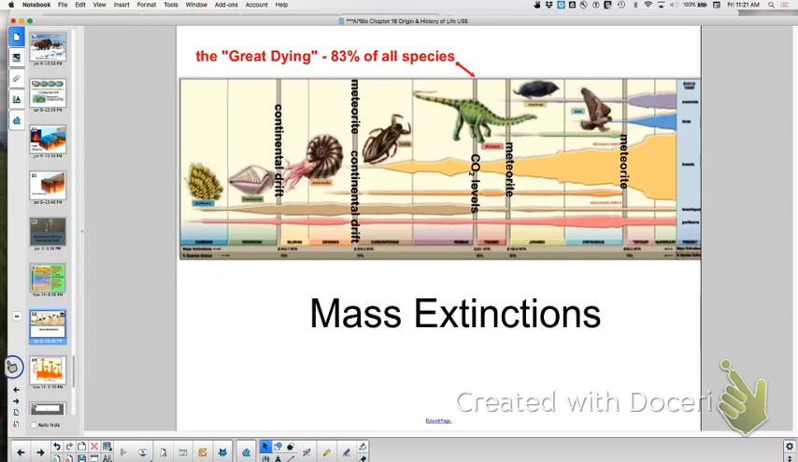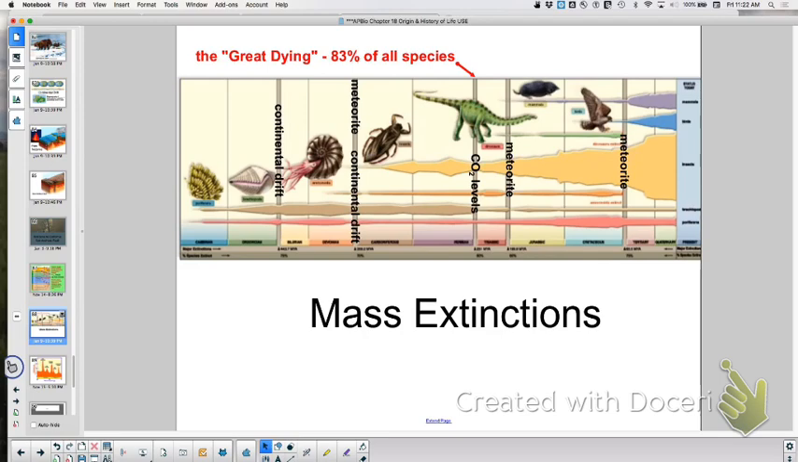Something like an asteroid or a meteorite, that's going to happen a lot, especially if there's dust in the air, blocking sunlight, and the plants are dying. So once the plants die, then your herbivores are going to start to die off, and once your herbivores start to die off, then your carnivores are going to die off. Does that make sense? Okay.